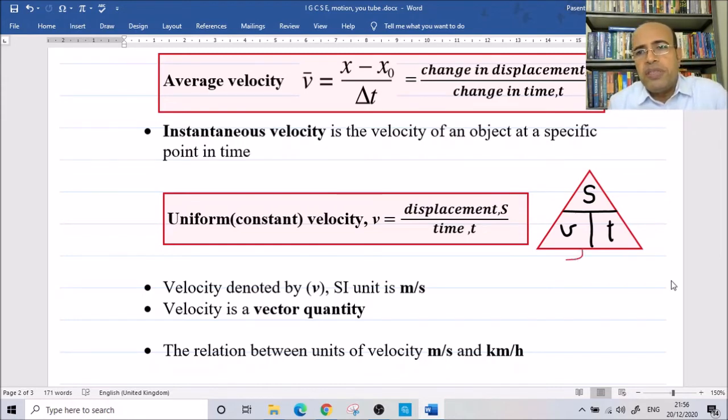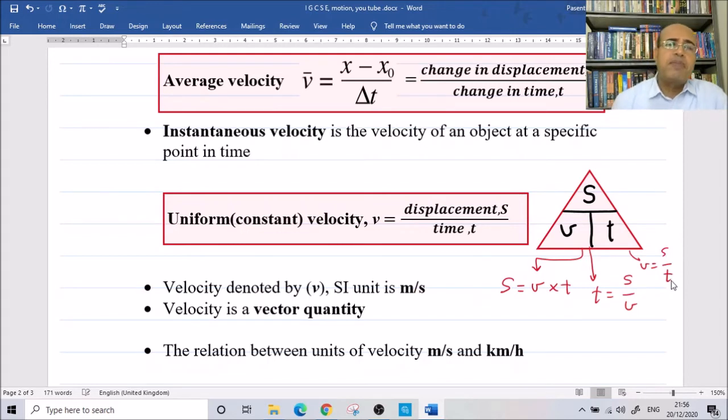Also, from this triangle, we can deduce three formulae. The displacement equals the velocity multiplied by time, and the time equals the displacement over the velocity, and also the velocity equals the displacement over time.